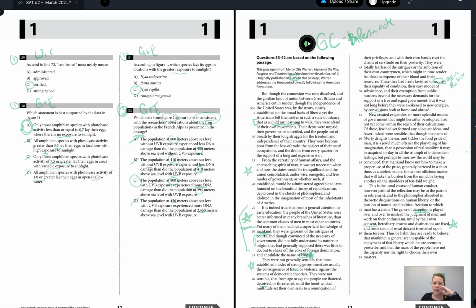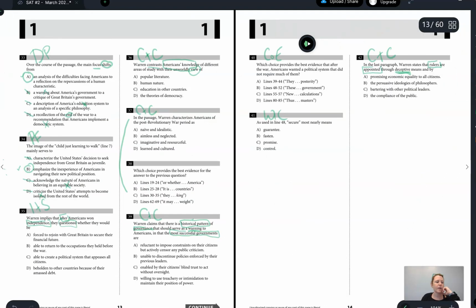Let's see what it says. They were ignorant of the intrigues of courts, and though convinced of the necessity of government, did not fully understand its nature or origin. They had generally supposed there was little to do but to shake off the yoke. Okay, so we thought there was little to do but shake off the yoke of this foreign king. They were not generally sensible that most established modes of strong government are usually the consequence of fraud or violence. They were not sensible that all these things set to the renunciation. All right, so let's see what we can assert from there.